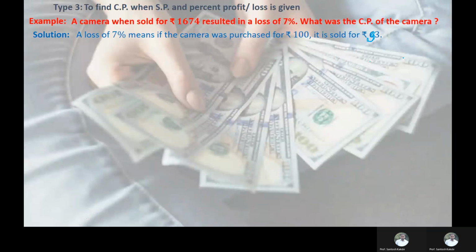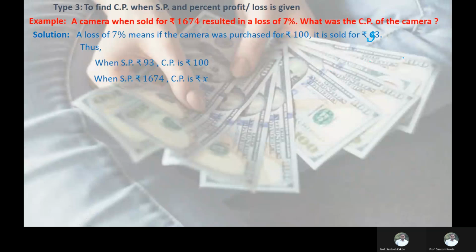And so let us consider, therefore, when selling price is 93, cost price is 100 rupees. When selling price is 1674, we have to calculate the cost price of this one.